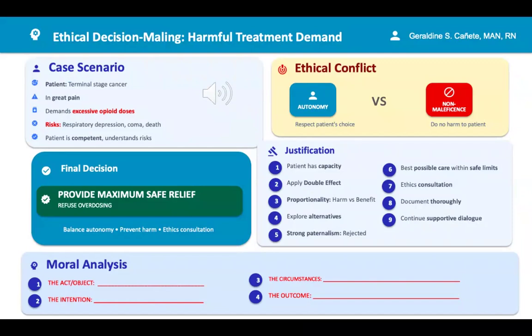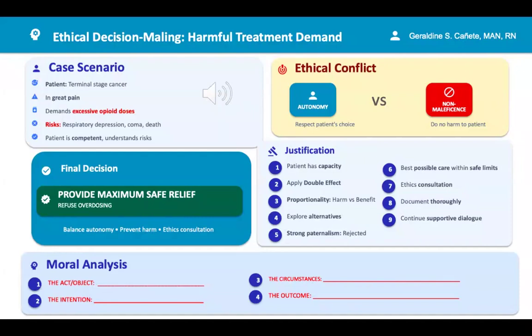And here's another case. This case brings us to a complex situation where a patient is demanding a treatment that you believe is harmful to them. This is a challenging ethical dilemma that requires you to balance the patient's autonomy with your duty to do no harm. What are your responsibilities when a patient is making a request that could potentially endanger their well-being?